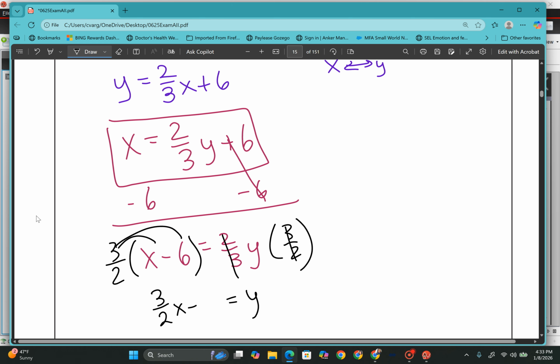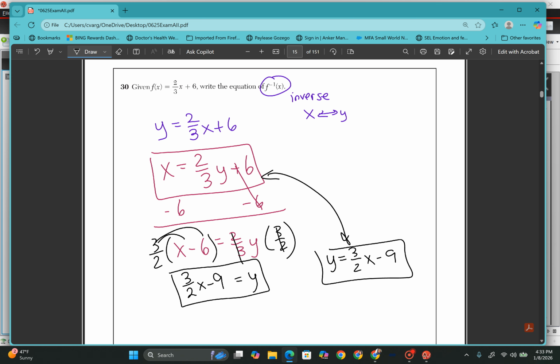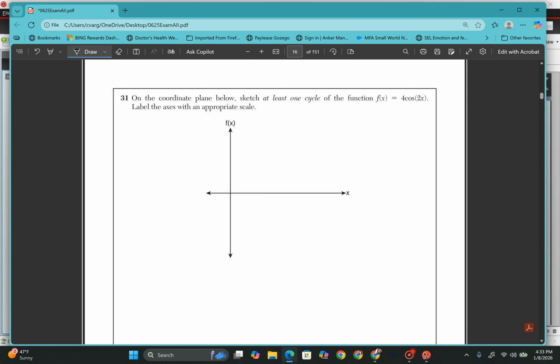We're going to do this. So 3 halves times negative 6 is 6 divided by 2 is 3 times 3 is 9. So this is also our answer, or y equals 3 halves x minus 9. Either one of these answers works, okay? Or equivalent. The next one.